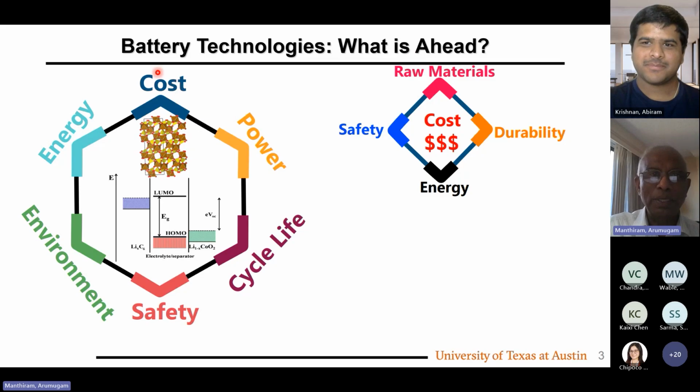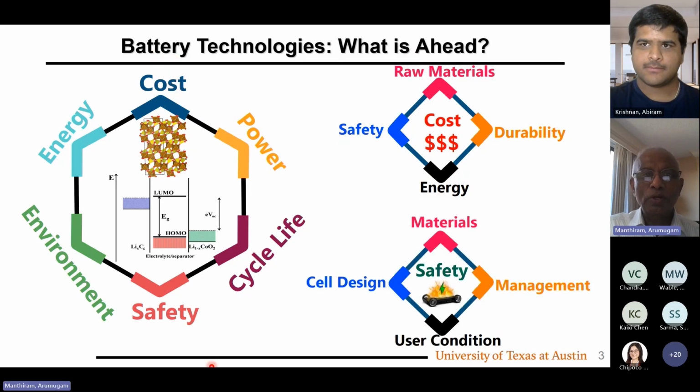So cost is the biggest driver right now. In addition to that, you don't want to make low cost batteries and blow up. So safety is another important parameter. Again, materials determine the safety, the materials we use, plus cell design. How do we manage the batteries, or battery management system, and how do we use it? Are we abusing it? All those will also contribute to safety. So as we move forward, cost is a major issue, and safety is another issue. My talk is going to be focused around this.